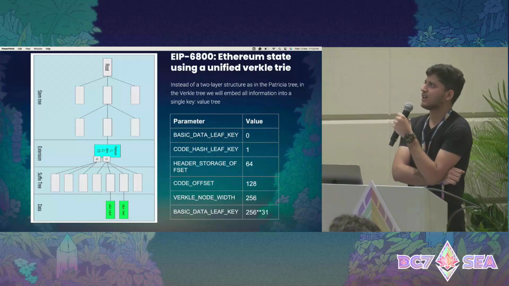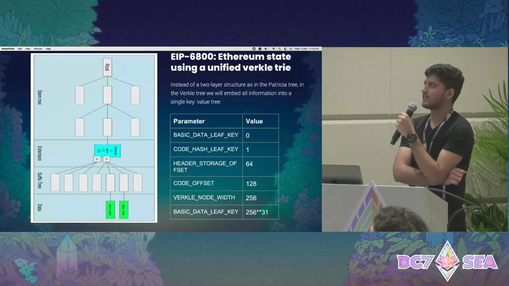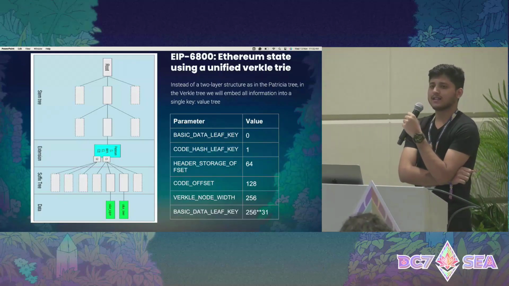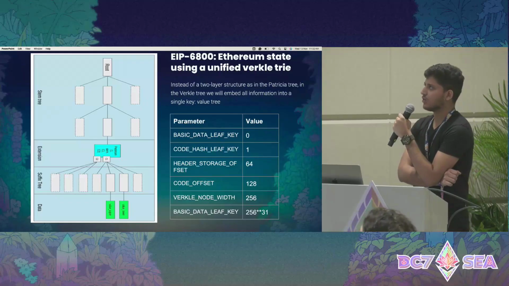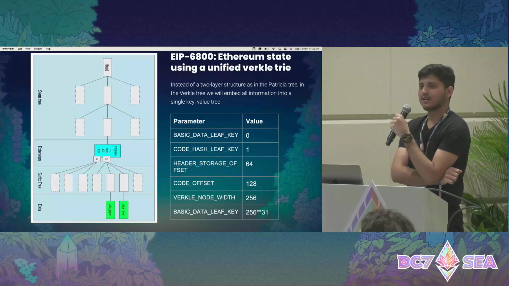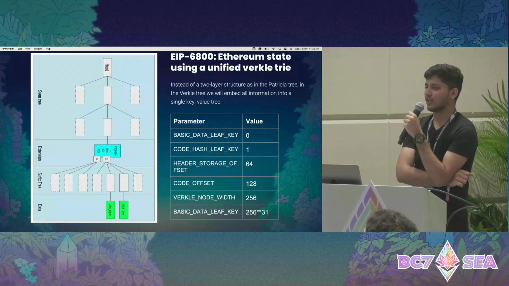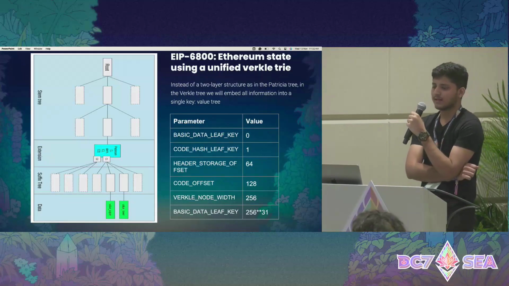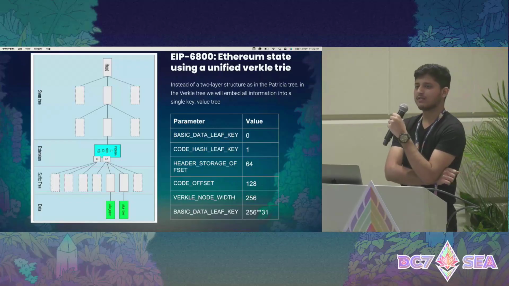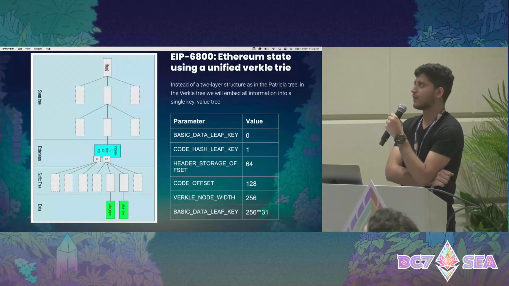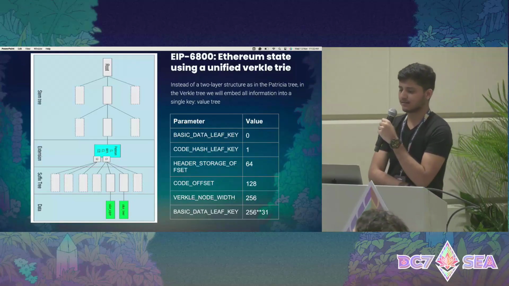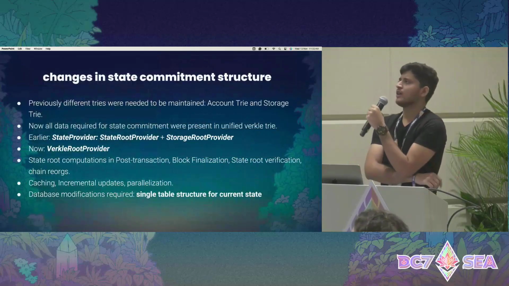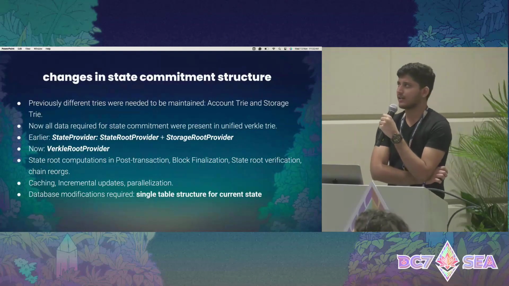Basically, a Verkle tree has leaf key values. For example, if you want to access account data, you will use a zero value, which is suffixed to the original key and encoded for the final key value, and similarly for the code value and the storage value. So now, instead of using 2 separate trees, we will be using a single Verkle tree for managing the state. Now, what were the changes actually needed to implement this?